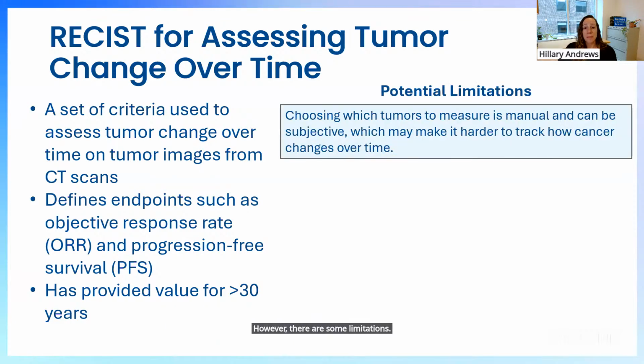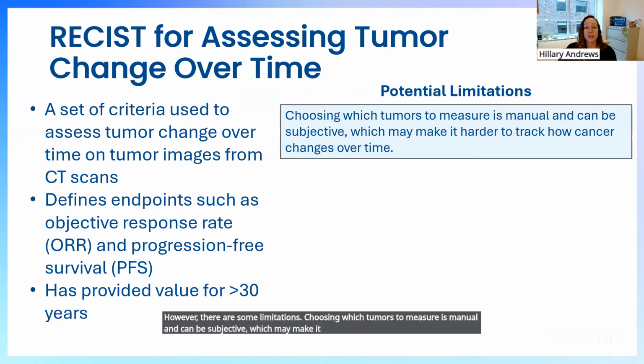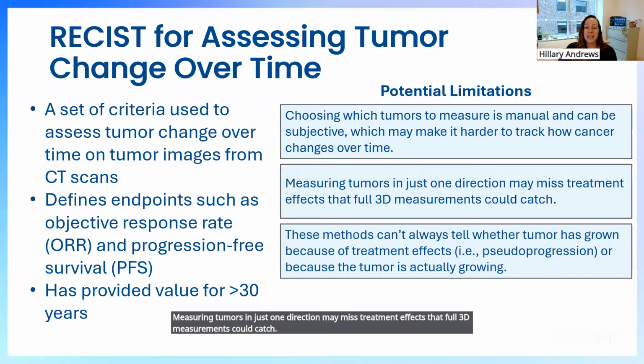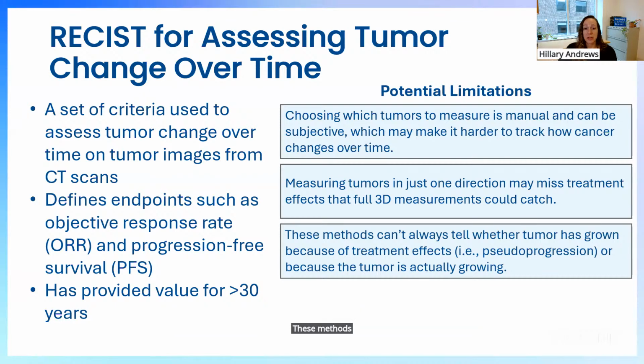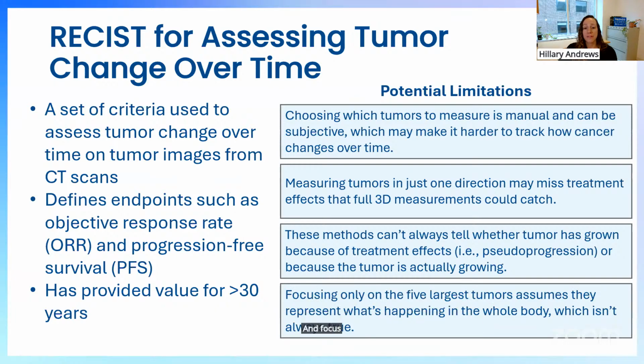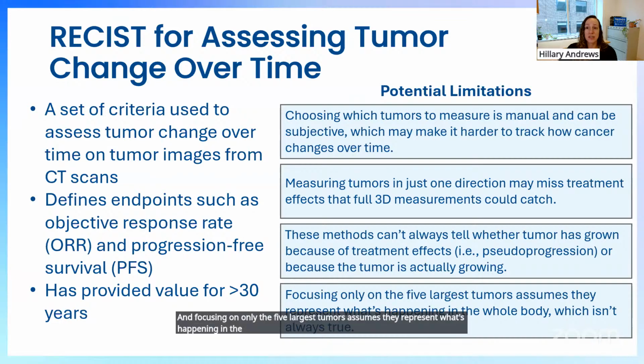Choosing which tumors to measure is manual and can be subjective, which may make it harder to track how cancer changes over time. Measuring tumors in just one direction may miss treatment effects that full 3D measurements could catch. These methods can't always tell whether a tumor has grown because of treatment effects, such as pseudoprogression, or because the tumor is actually growing. And focusing on only the 5 largest tumors assumes they represent what's happening in the whole body, which isn't always true.